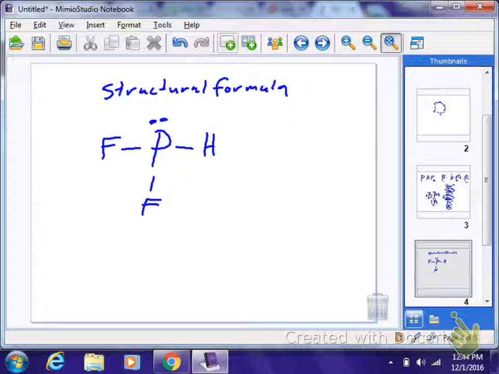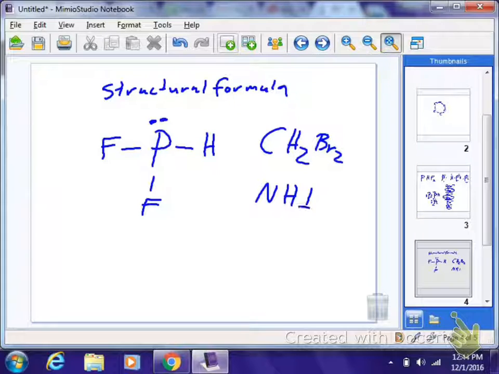So what I have for you to do in your notes, you can do it for tomorrow. You can do CH2Br2, NHI2, and SClF. Okay, so if you can do those 3 for tomorrow, showing the final 2 structures, the dot structure and structural formula, that's what we want you to do.